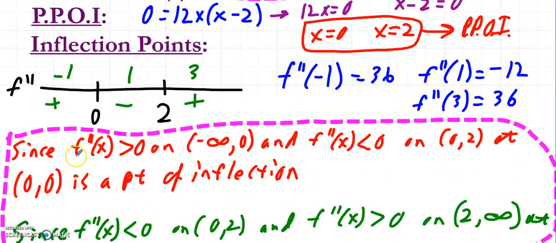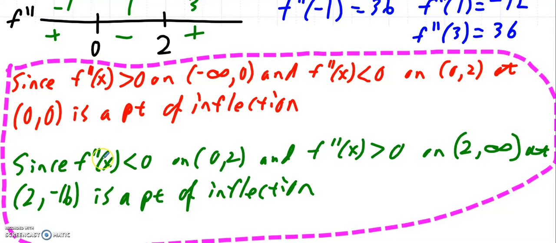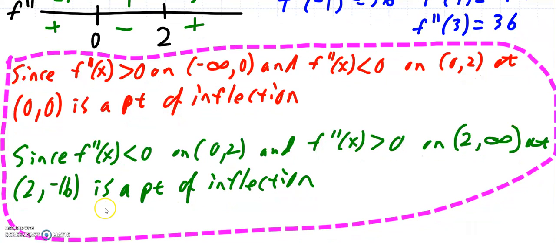So I can say, since f double prime of x is greater than 0 on negative infinity to 0, and f double prime of x is less than 0 on 0 to 2, at 0, 0 is a point of inflection. And since f double prime of x is less than 0 on 0 to 2, and f double prime of x is greater than 0 on 2 to infinity, at 2 comma negative 16 is a point of inflection.